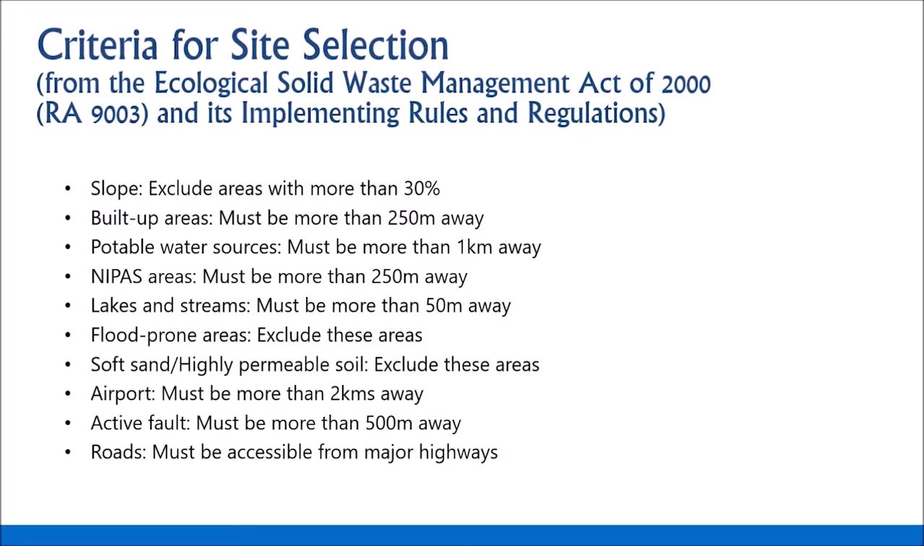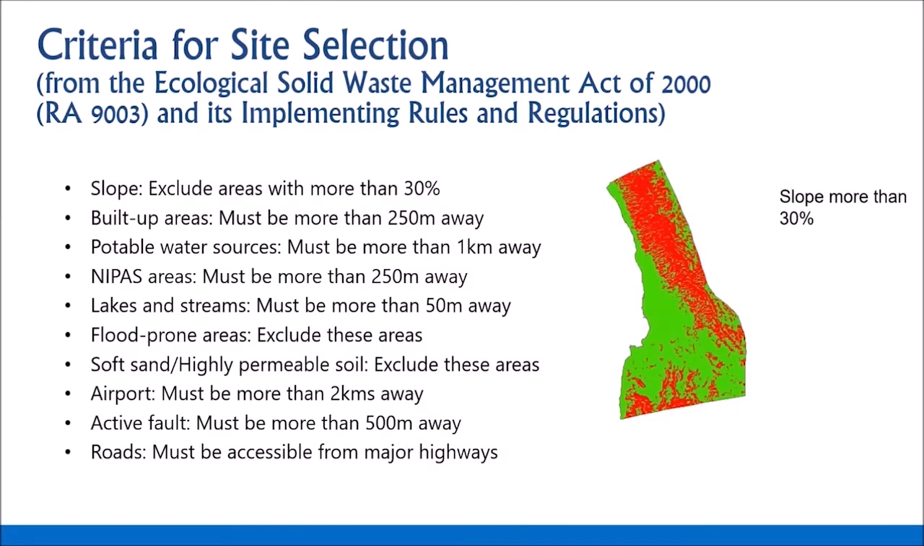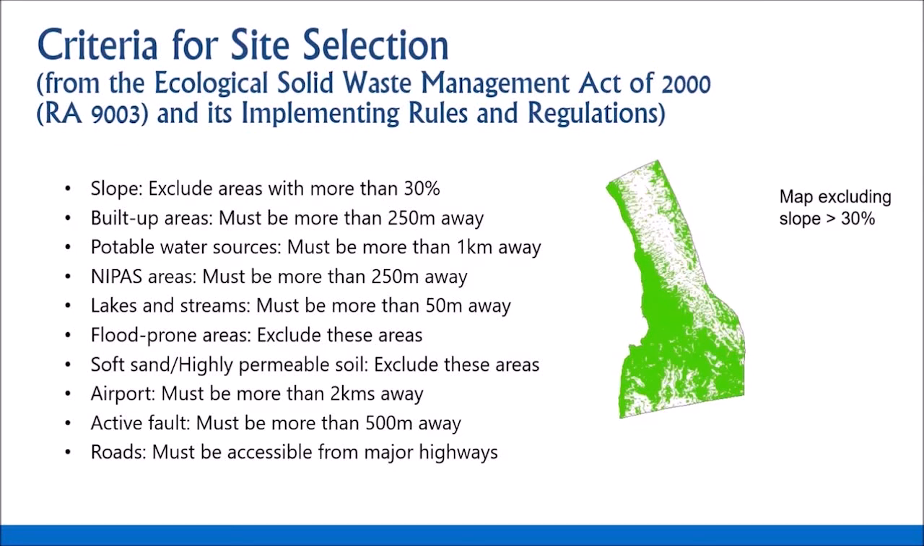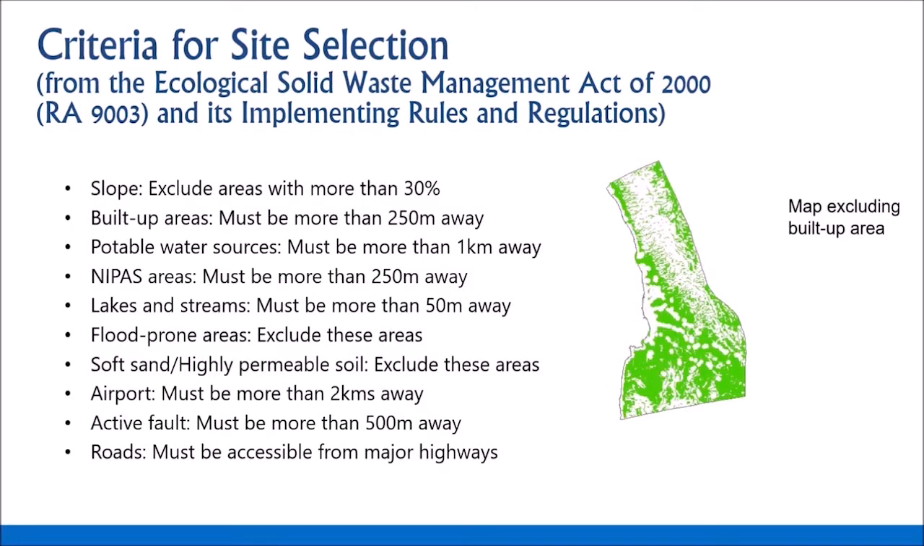The slope, exclude areas with more than 30%. For the built-up areas, must be more than 250 meters away. The potable water sources must be more than 1 kilometer away. NIPAS areas must be more than 250 meters away, and so on and so forth. Okay? We can exclude all those areas. So for example, for slope more than 30%, we exclude. Built-up areas, we buffer it 250 meters away and then exclude.